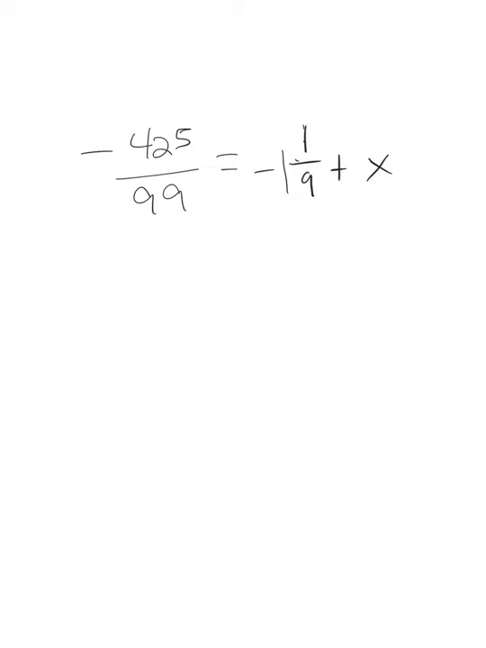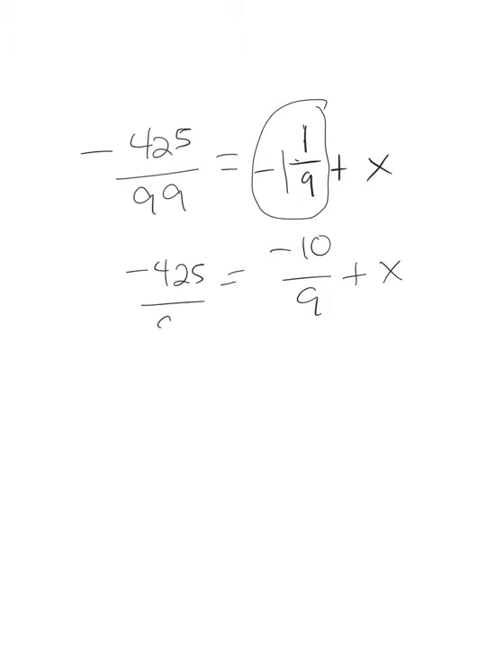Says negative 425 divided by 99 equals negative 1 over 1/9. So the first thing I would do is probably take this and put it as a mixed number. That's the first thing I would have done. That was negative 8 over 9. Well, you do 9 times 1, minus 1, and then you add 1. But you subtracted 1. You add 1.